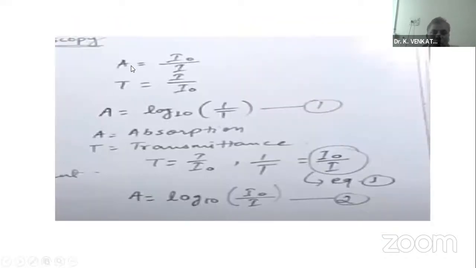So in UV spectroscopy, this is the absorption formula, I0 by I, and the transmittance is I by I0. The absorption formula is A equal to log 10, 1 by T, where A is absorption and T is transmittance. T equal to I by I0, so 1 by T equals I0 by I. This is equation 1. We can replace it: A equal to log 10 I0 by I. This is equation 2.